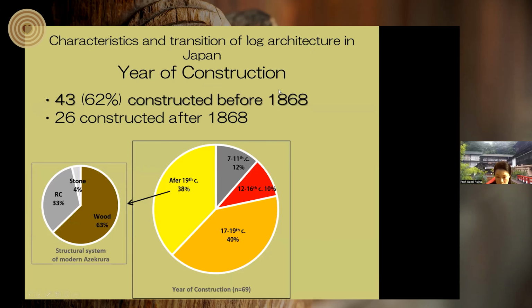Out of the 69 traditional log style buildings, 62% were constructed before 1868, the 19th century, so to say. After the 19th century there are several, but some are made of reinforced concrete and are a little different in context. So this presentation will mainly focus on pre-19th century traditional log architecture, which is 62%, 43 buildings.